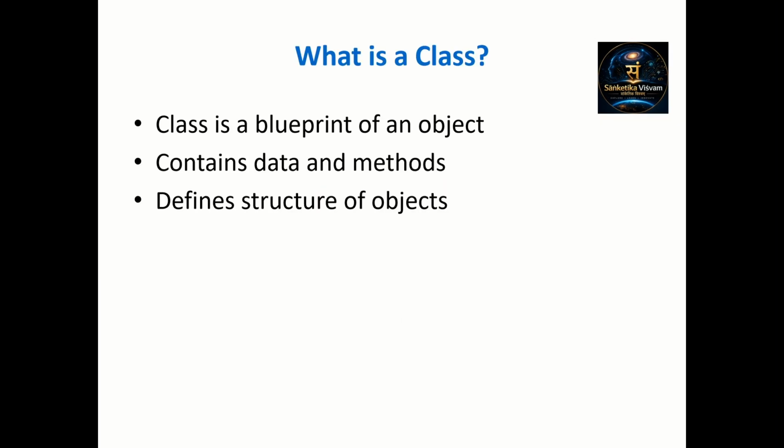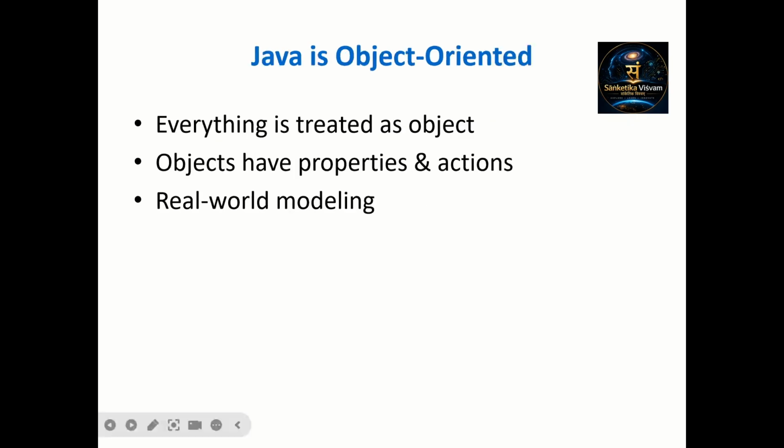What is a class? A class is a blueprint of an object in which entire information about the class will be presented. It contains data and methods. It defines the structure of objects. Java is object oriented, in which we consider everything as an object.